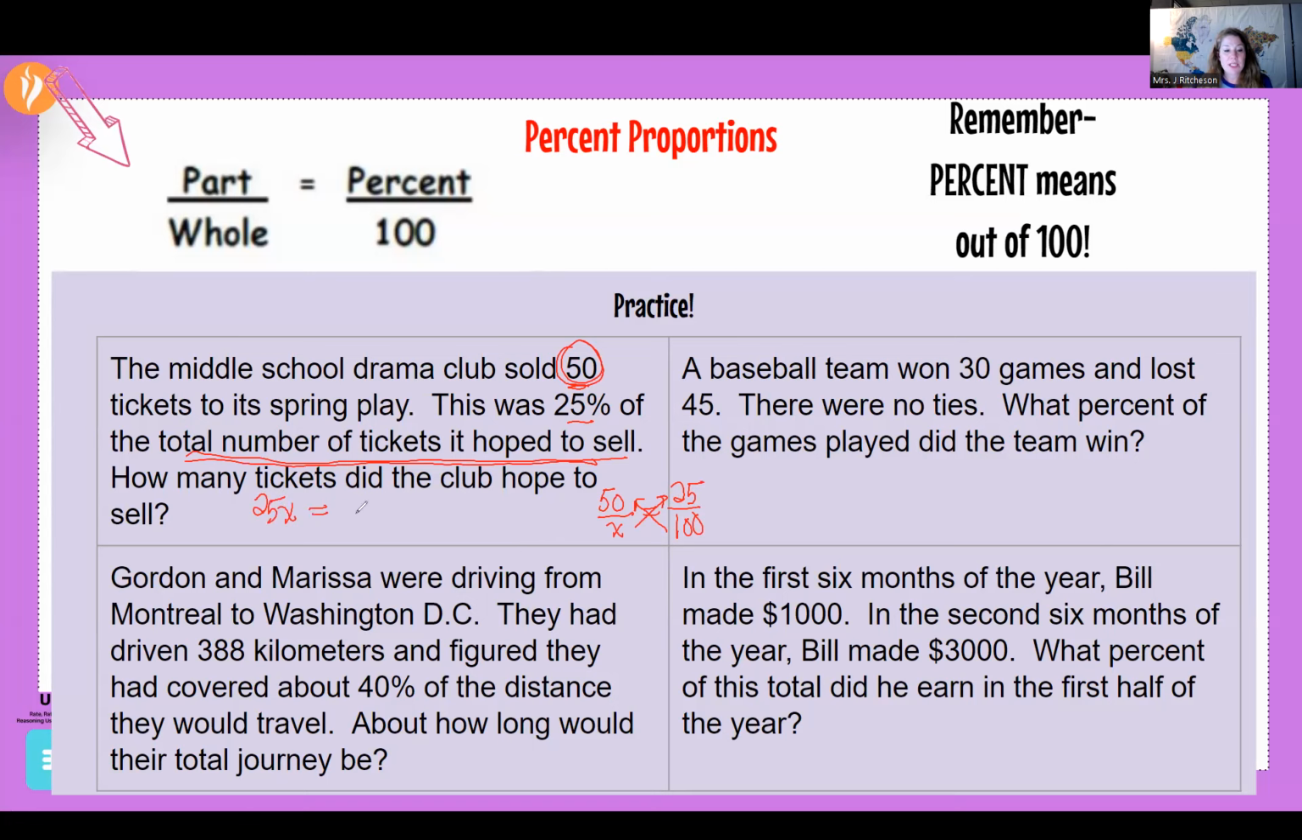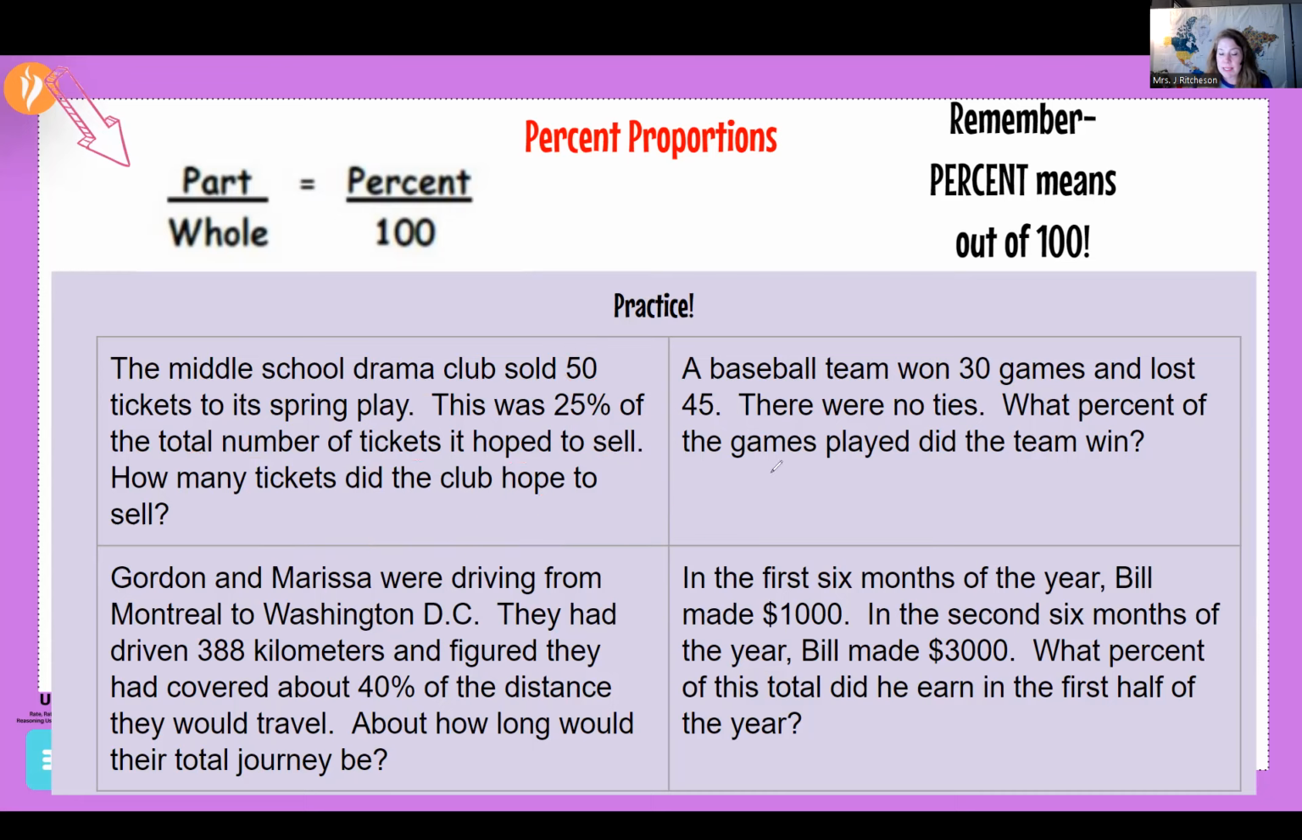100 times 50 would be what? 5,000. And then you always divide by what is attached to the variable. So 5,000 divided by 25 is 200. They hoped to sell a total of 200 tickets.